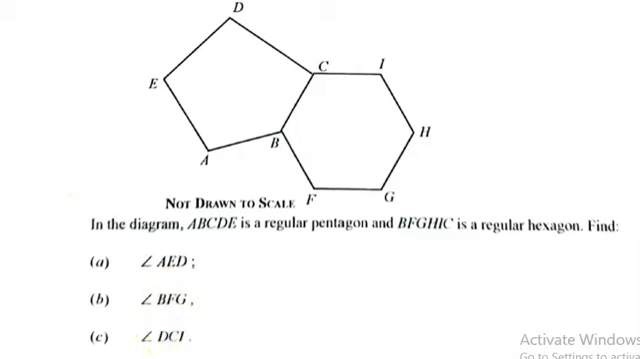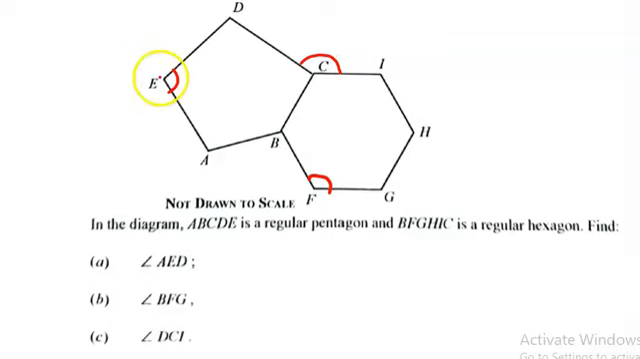One thing about geometry is that anytime you are finding an angle, the first step is to identify the angle. So angle AED, this is angle AED, this one. And then (b) angle BFG. So this is the angle we are talking about. Then (c) angle DCI, so this whole angle. Okay, now let's see how we are going to do it.